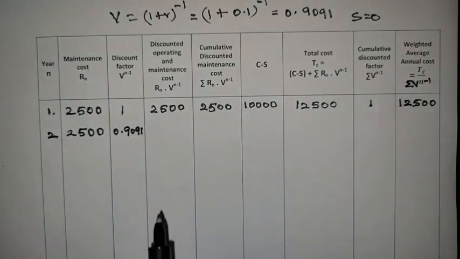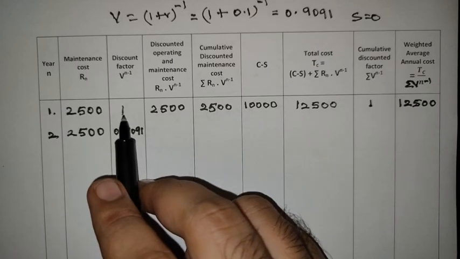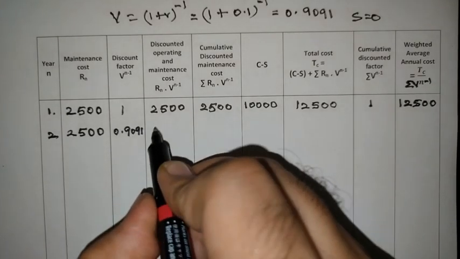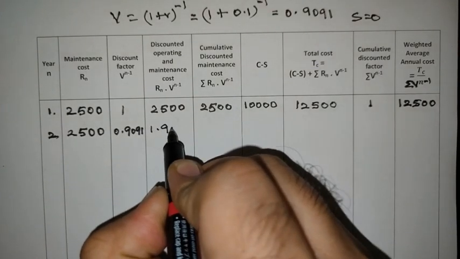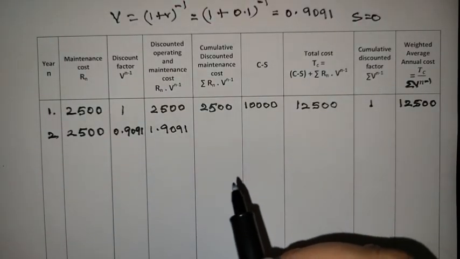0.9091. Next, sigma v power n minus 1 means we need to add the previous one also, so 1 plus 0.9091 means 1.9091.